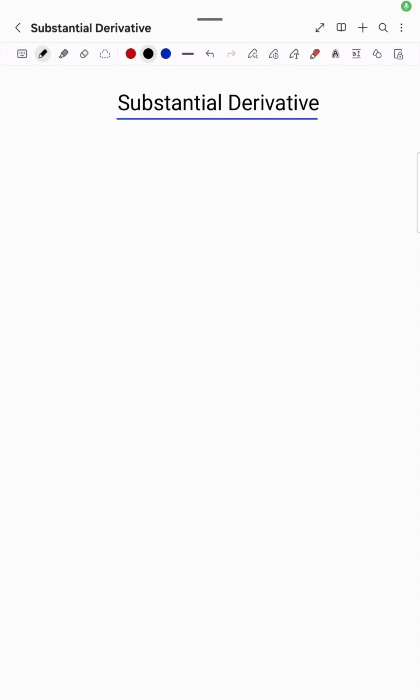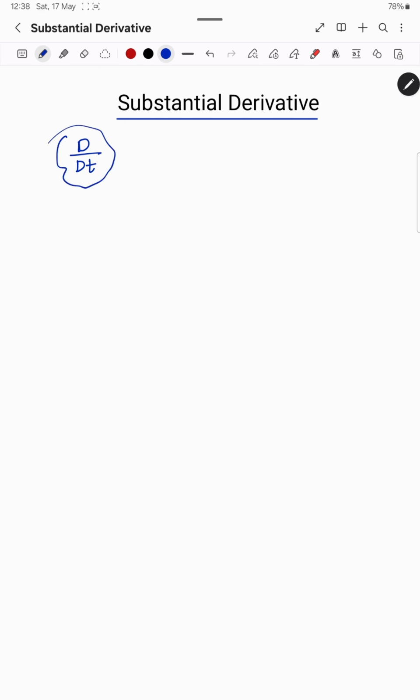Hello everyone. So today we are going to look at the concept of substantial derivative. For that we need to just look at the symbol that we use to represent the substantial derivative. Substantial derivative is represented as capital D by Dt. This t is for time, and this is the capital D. So this is the symbol for substantial derivative.